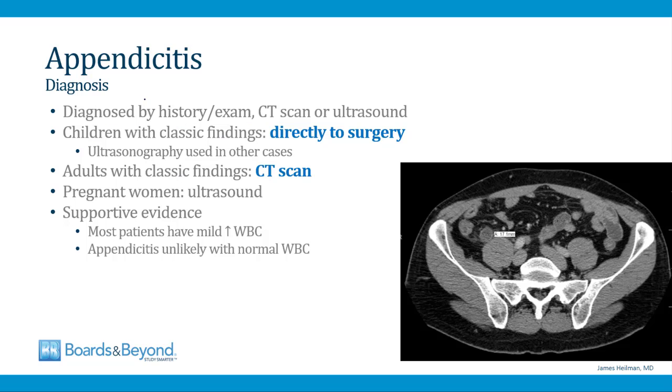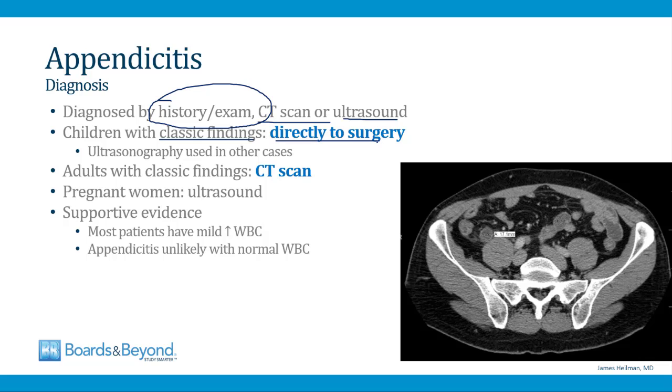on the slide. The diagnosis of appendicitis can be made entirely by history and physical exam, although a CT scan or ultrasound can be used in some cases. When appendicitis occurs in children who have classic findings like pain at McBurney's point, these children can be taken directly to surgery. They don't require any imaging. And the reason is because in children there are few alternative diagnoses besides appendicitis that are likely, so there's no reason to use imaging to confirm the diagnosis.